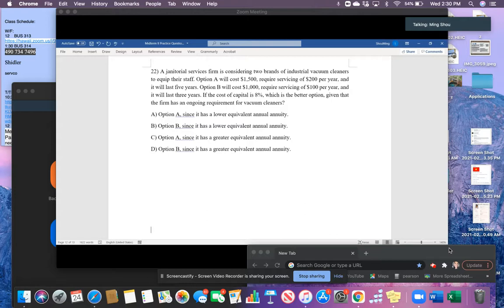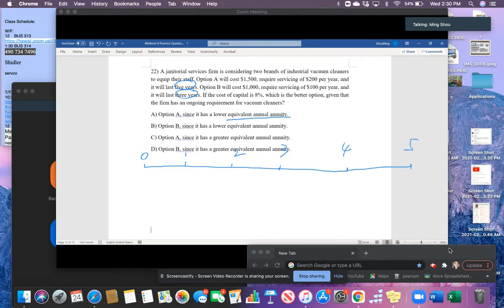In this case, these two options actually have different lives. One is 5 years and one is 3 years. And then we need to compare the equivalent annual annuity. So let's calculate the equivalent annual annuity for option A. The calculation for option B will be exactly similar to the calculation of option A, so let's only do one calculation, for option A.